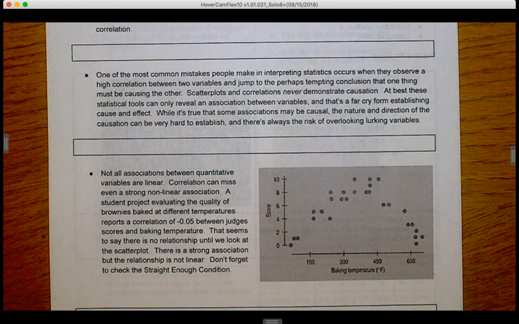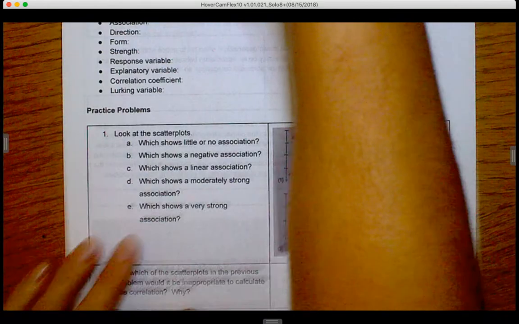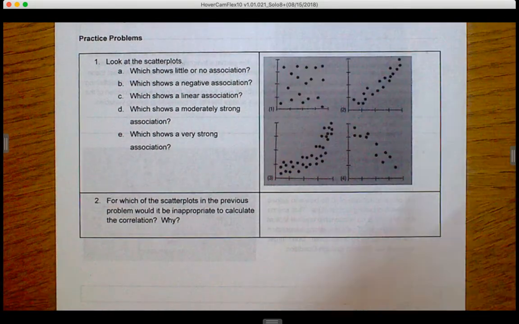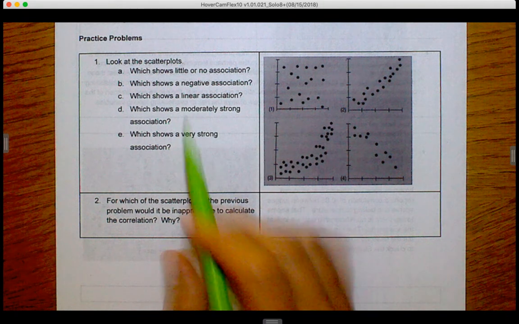Okay, so we're going to take a look at some of the practice problems from the chapter 6 homework. I'm going to skip over the what can go wrong and the vocabulary. I think you guys are able to do that on your own, but we're going to work through some of the practice problems together. Practice problem number 1 says look at the scatter plots.